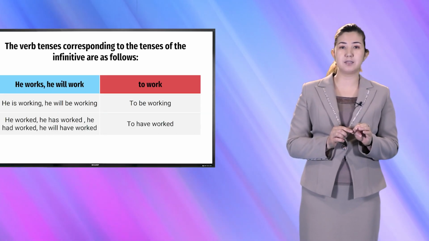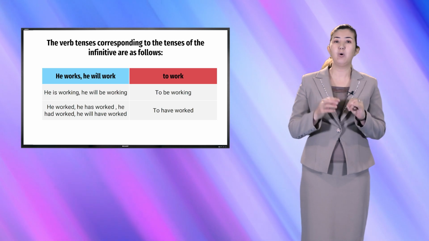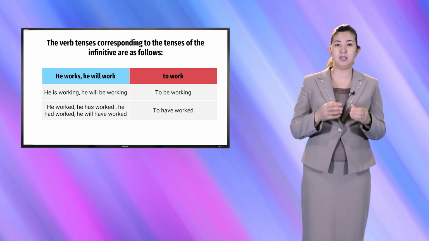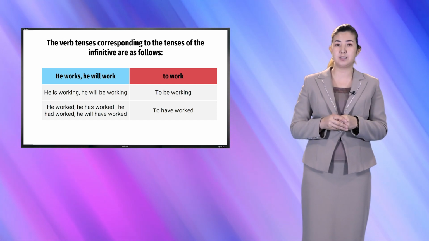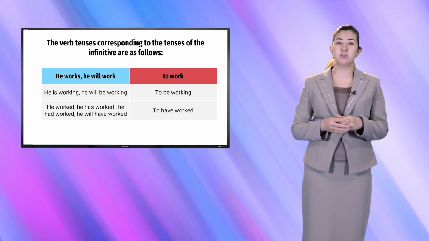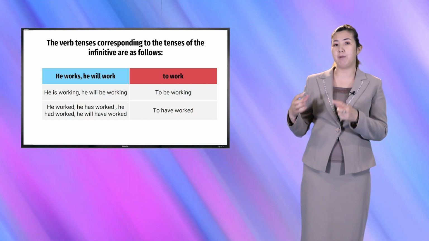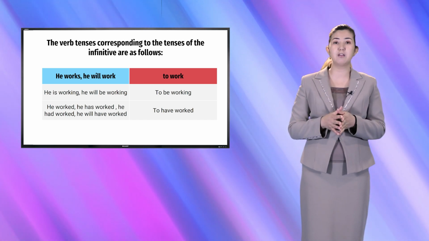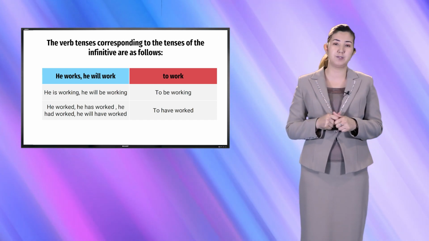The next tenses are past simple, present perfect, past perfect, and future perfect. All these tenses correspond to the perfect infinitive. Let's see this in examples as well. He has finished his work. He seems to have finished his work. So dear students, the perfect infinitive is also called the past form of the infinitive, because the action expressed by the infinitive usually happens before the action expressed by the finite verb. That's why this form is also called the past form of the infinitive.